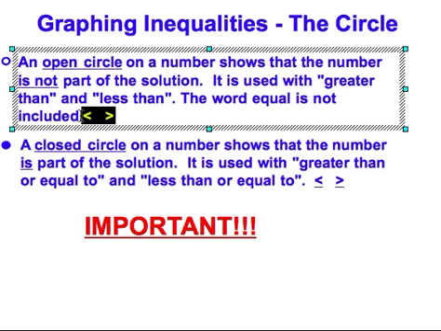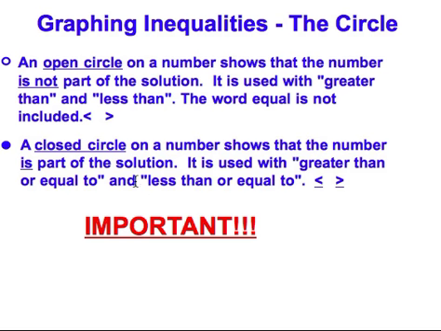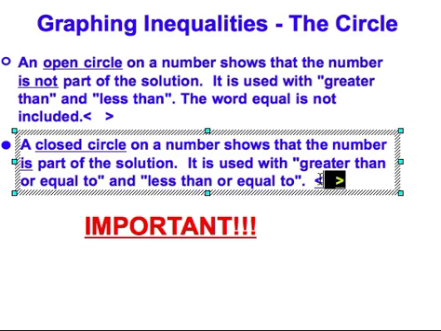On the other hand, a closed circle includes the number that's just below the circle. So those are your less than or equal to, greater than or equal to. The symbols that go with a closed circle have the equal sign with it. So open circle, less than, greater than. Closed circle includes your equal to. Less than or equal to, greater than or equal to.